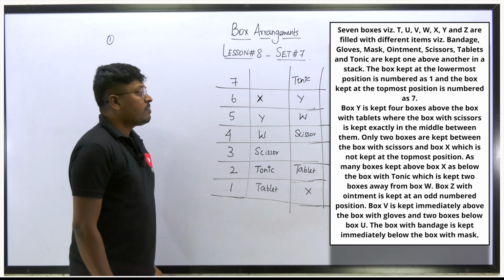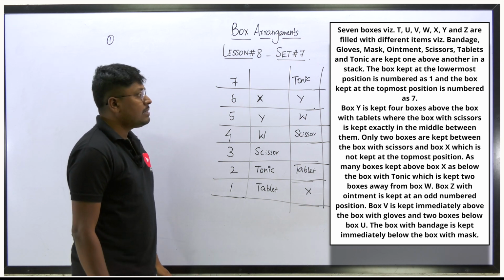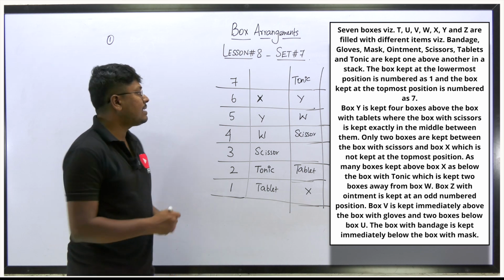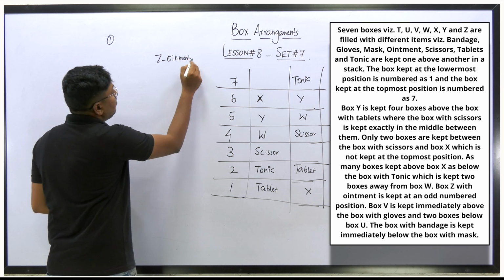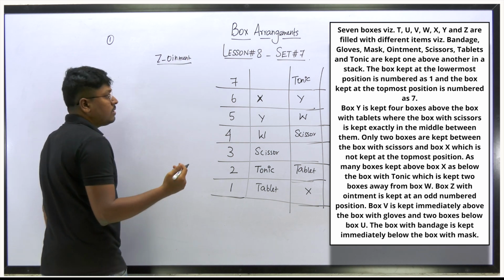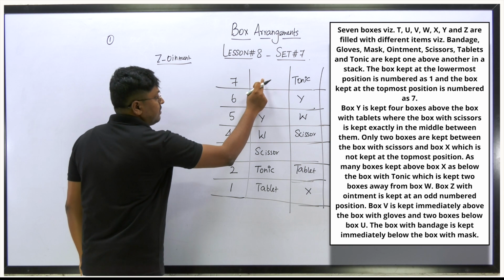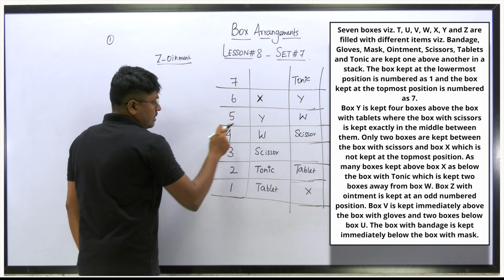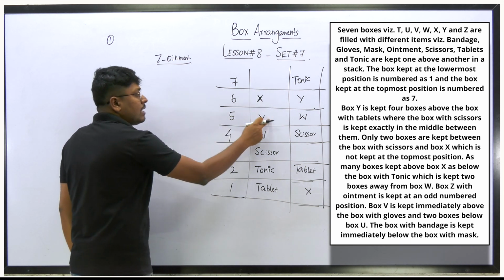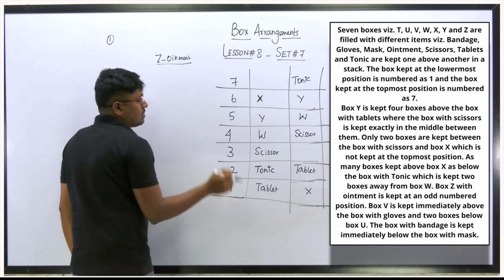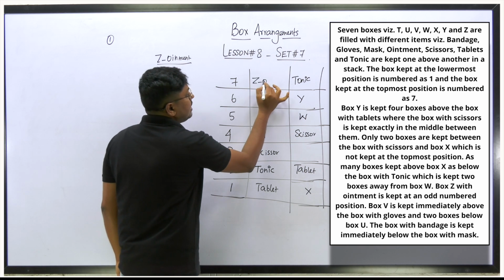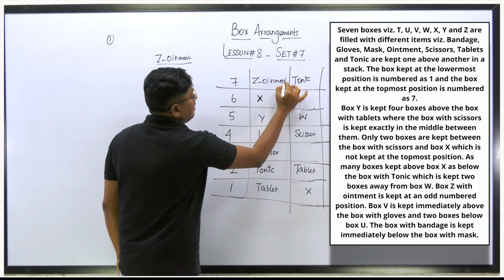So next point, box Z with ointment is kept at the odd number position. It's a direct statement, right? So box Z, which contains ointment, is kept at the odd number position. So 7 is an odd number position, we can keep Z and ointment. 5 is an odd number, we can't keep Z here. 3, no chances. In this possible diagram, the only chance is that I should fix 7 and ointment, right?